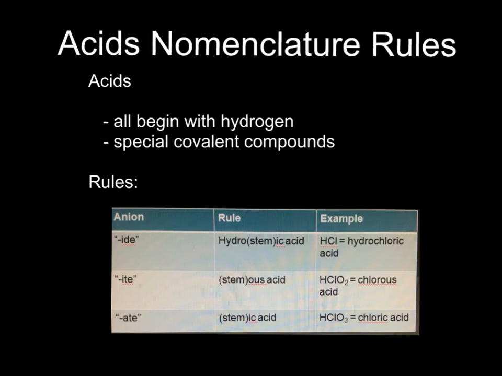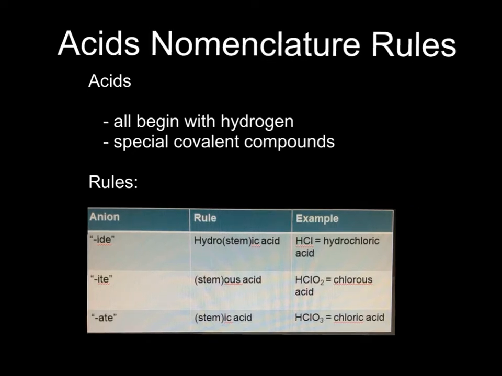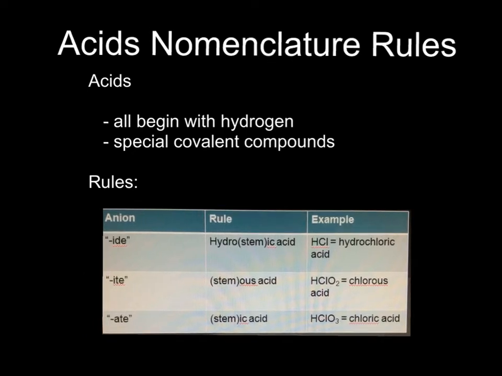Got everything written down? Great. So the first rule is IDE. When the anion has an IDE ending, the rule is that you drop the ending of the IDE, you add a prefix hydro, and the suffix ic. Hydro prefix and ic suffix. And then of course you name the compound an acid.